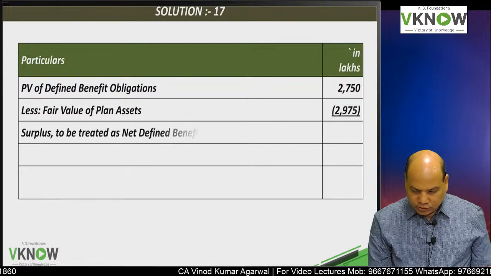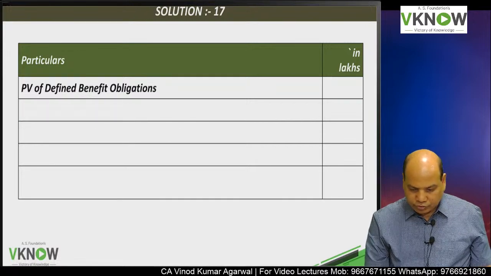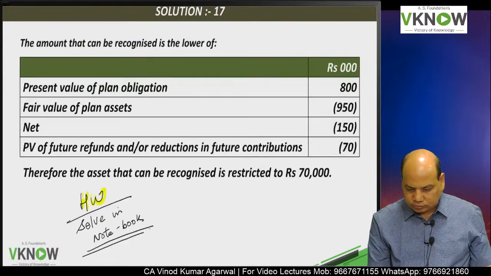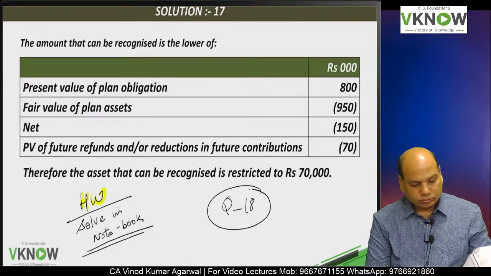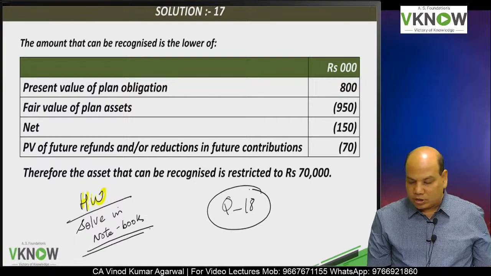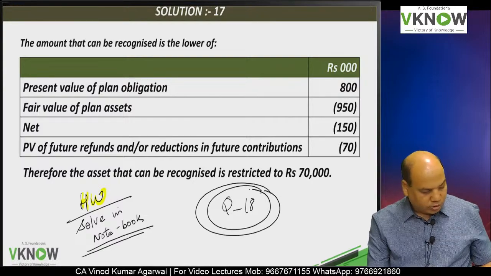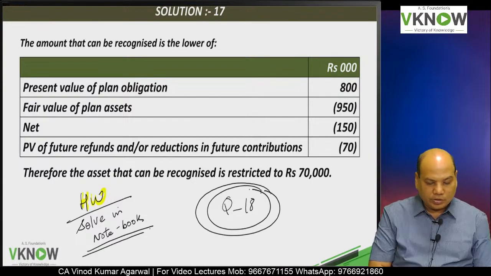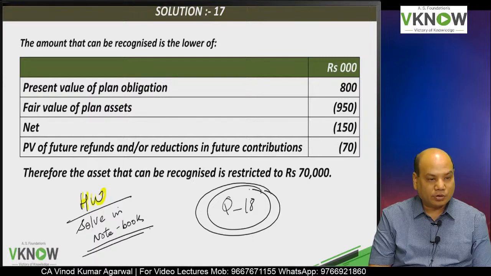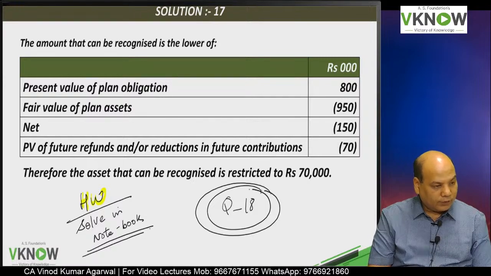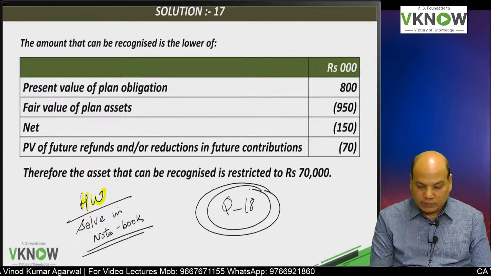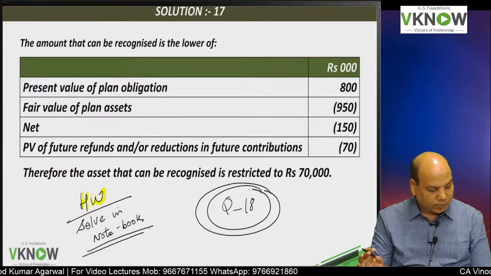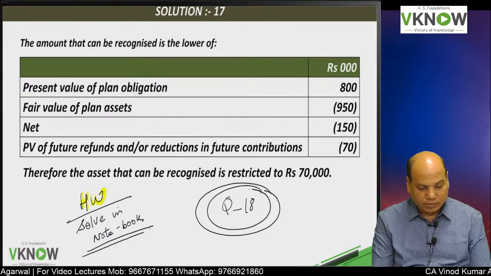Now come to the next question. I will read question number 18 from your book. The question number 18 is also the same. One more practice for you. How will the following information be presented in the balance sheet? PV of defined benefit obligation 2750, plan asset 2975, refund and reduction 175.